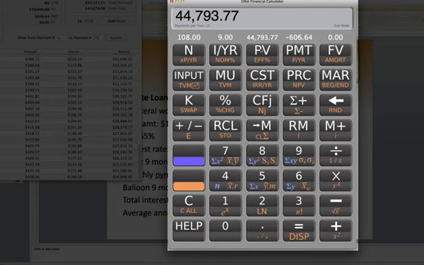793.77. Okay, so that's how much I paid. Now we're down to 60 months. Remember, I didn't know I was going to get paid off early, but I'm only getting 60 payments instead of 108. I'm only getting 60 payments of 606.64.